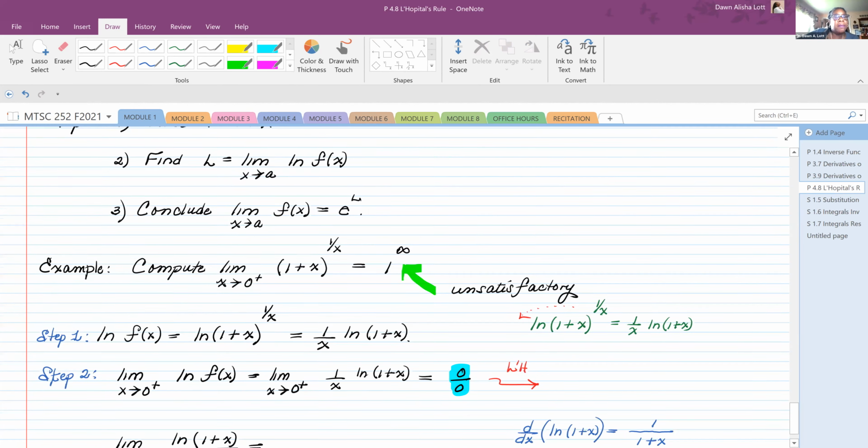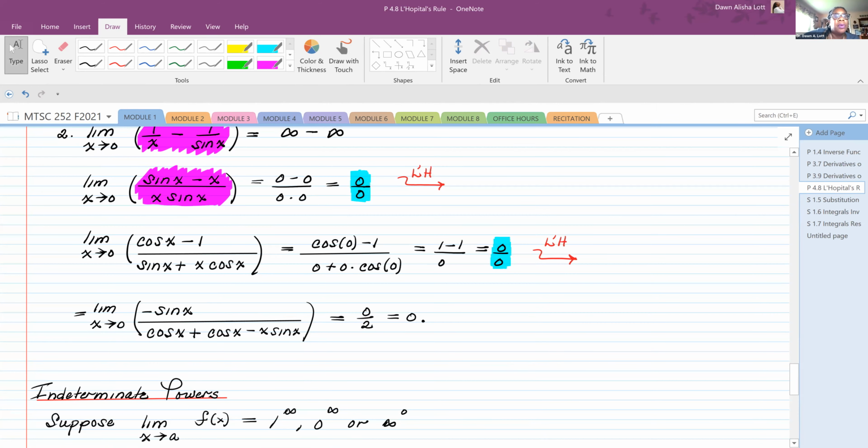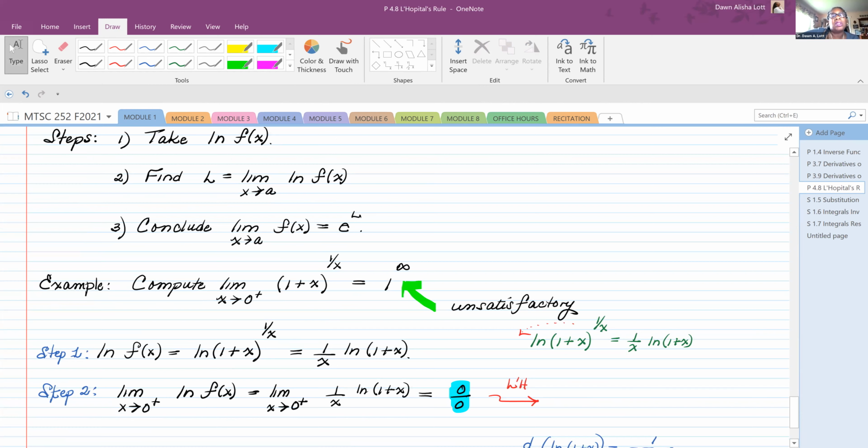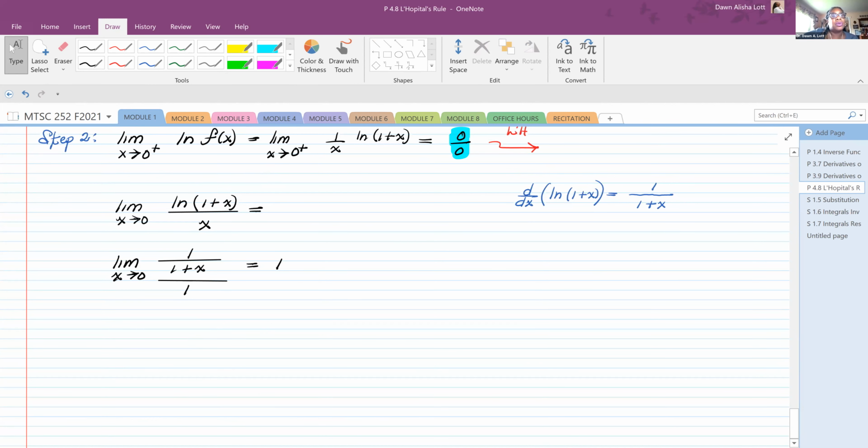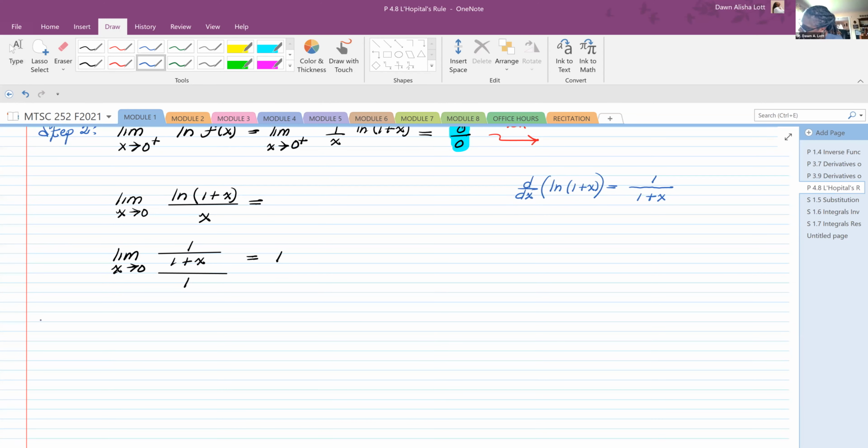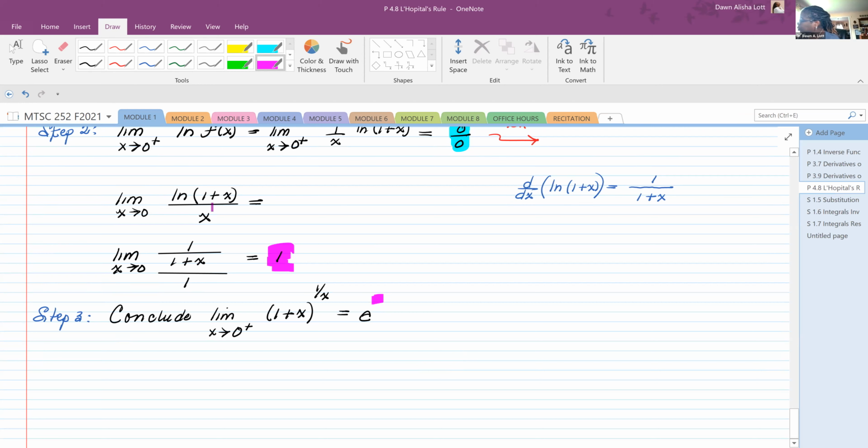So what does step 3 say? Step 3 says, take whatever you get and make the solution e to that number. So the number we got is 1. So in step 3, we now can conclude that the limit as x approaches 0 from the right of (1 plus x) to the 1 over x is e to whatever we found. We found 1, so that's e to the 1, which is just e, and we're done. Okay.